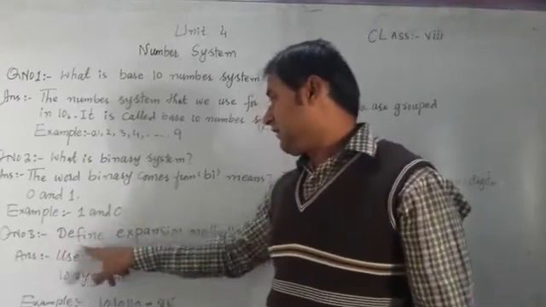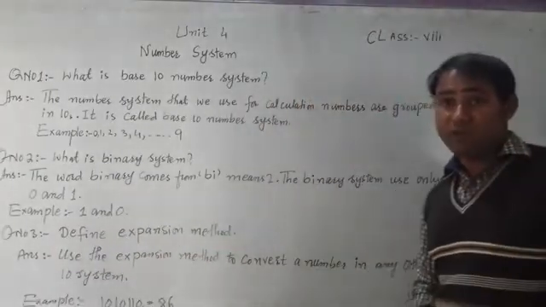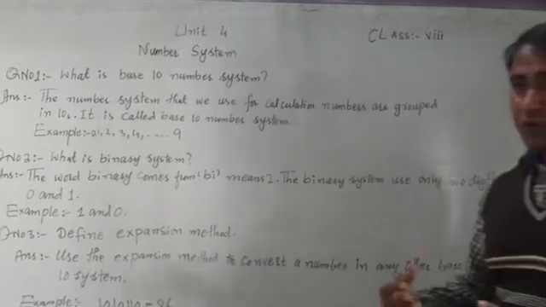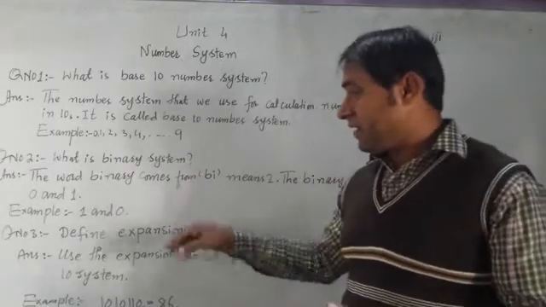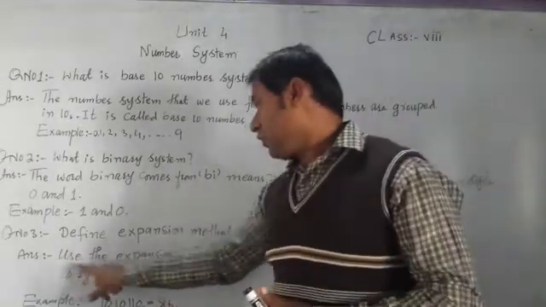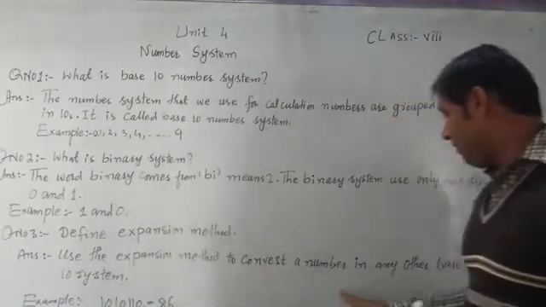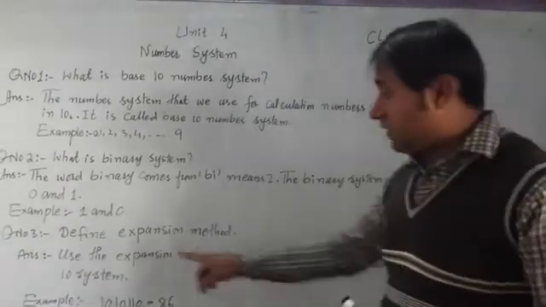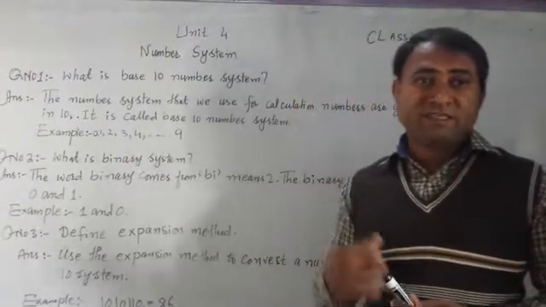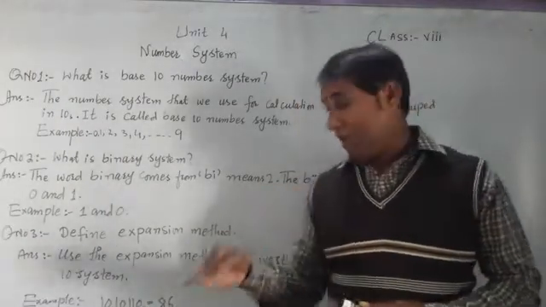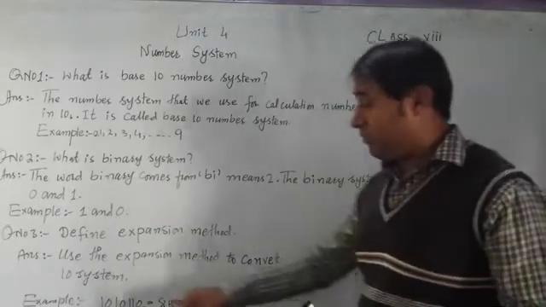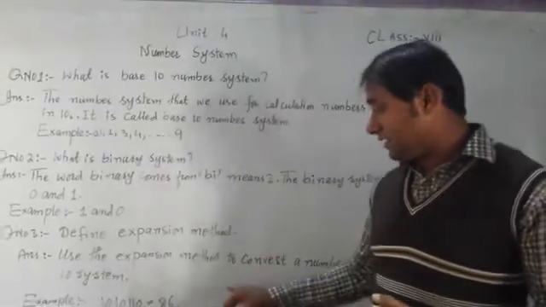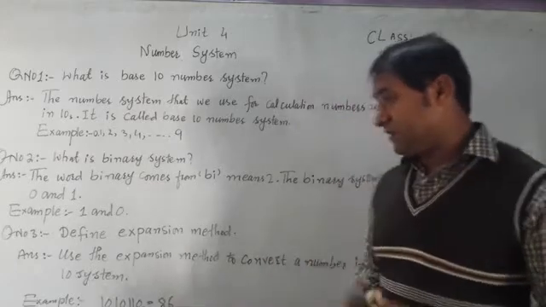So question number 3 is, define the expansion method. This is the method to apply for converting numbers between bases. If a number is given in the base 2 system, we will apply this method and convert it to the base 10 system. Use the expansion method to convert a number in any other base to base 10. That number will be converted into the base 10 system.